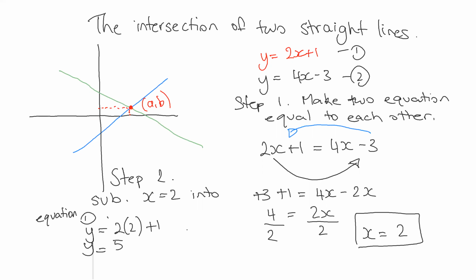So our intersection point is going to be (2, 5) for these two equations when they intersect. So that's what we're finding. We're finding the coordinates of the point where the lines intersect.